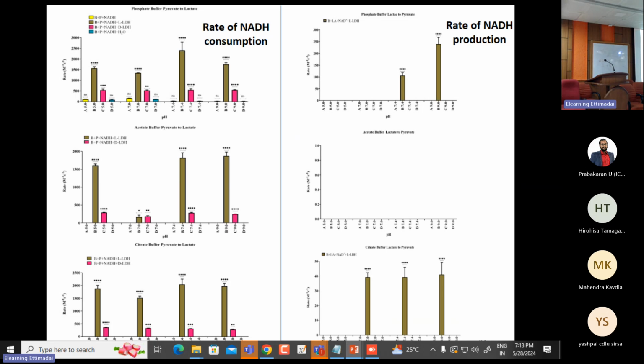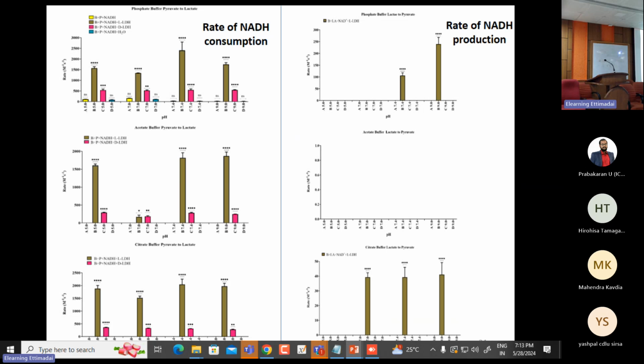You can see that the rate of NADH consumption, if you put LLDH, for example, you can see that NADH plus LLDH, the golden color bars are very high, right? So look at the rate per molar per second. You can see that it's like 1500. That's very high.